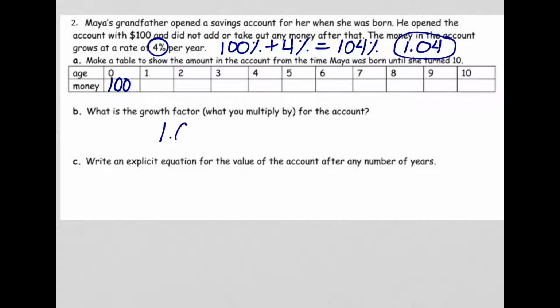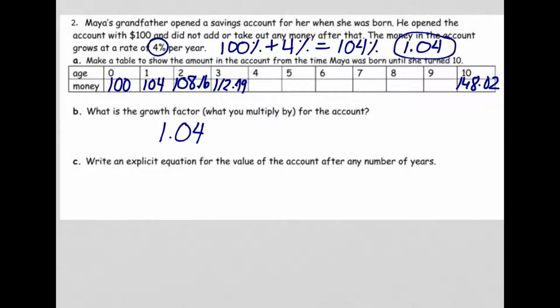So that's how we found, for part B, 1.04. If you go ahead and multiply everything here by 1.04 every time, you're going to start getting decimals, dollars and cents, $112.49, etc. I'm not going to do all of these because that would be so boring to watch me do. But in 10 years, she's going to be up to $148.02. Now, this is a very conservative investment, right? It's a small amount of money, relatively small, and it's only for 10 years, and it's a pretty small interest rate.